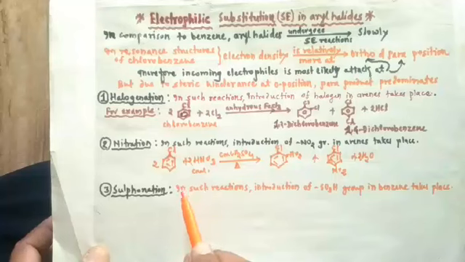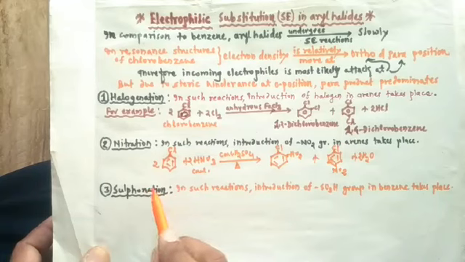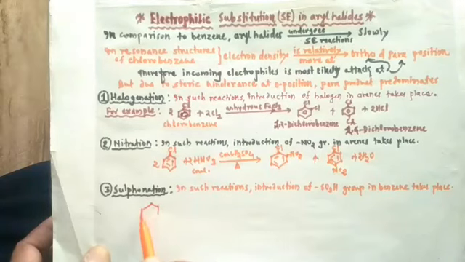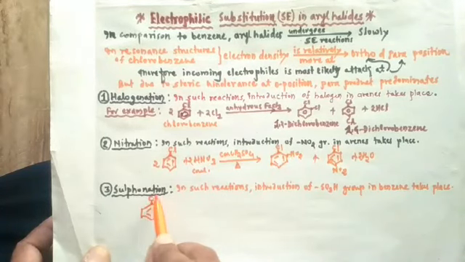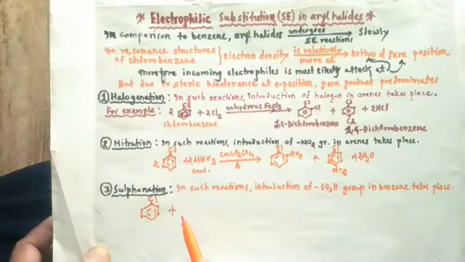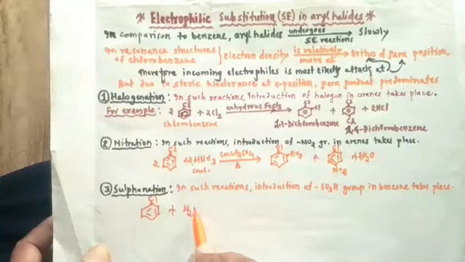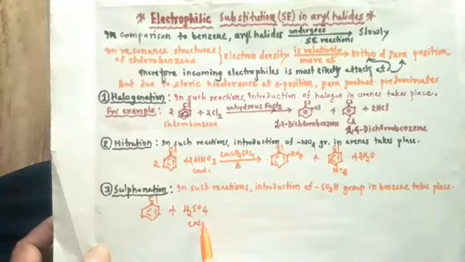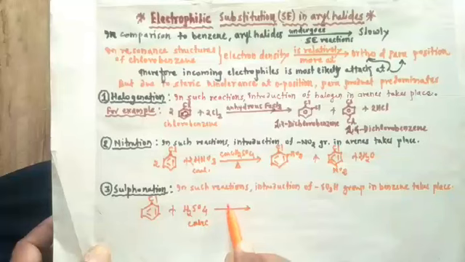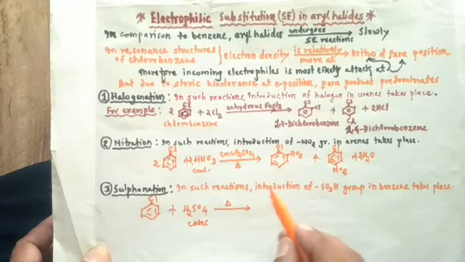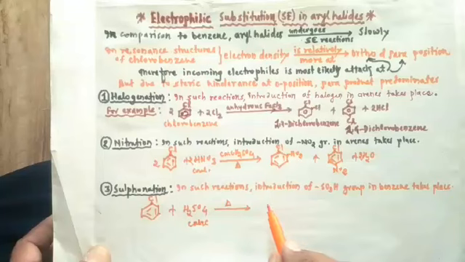Let's study one example. So with hot and fuming concentrated H2SO4, chlorobenzene gives para-chlorobenzene sulfonic acid and ortho-chlorobenzene sulfonic acid as products. This is chlorobenzene.